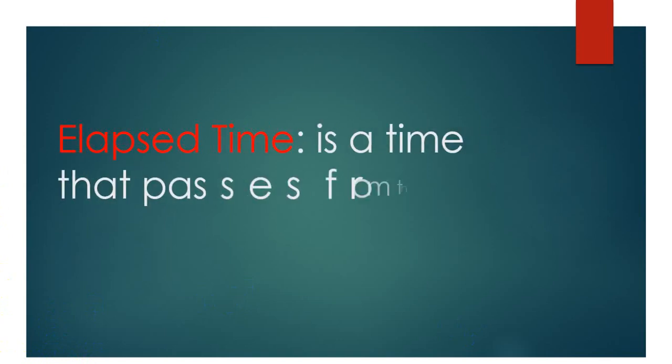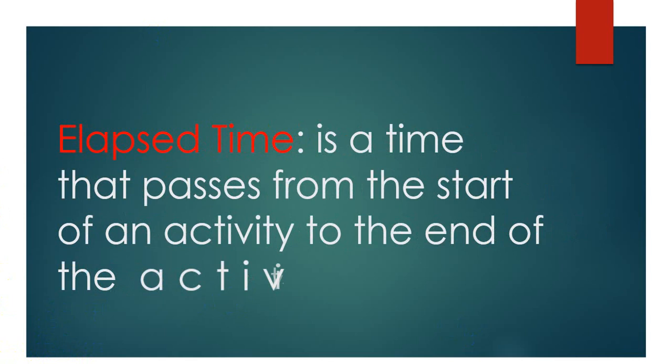Listen, today is practice elapsed time. What is the meaning of elapsed time? Elapsed time is the time that passed from the start of an activity to the end of the activity. From start to end of the activity. Okay? Methods for calculating elapsed time. There are three methods to find the elapsed time.